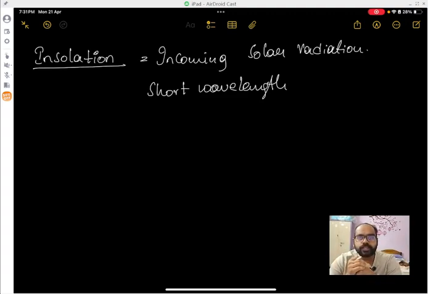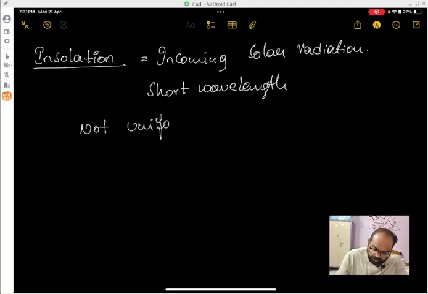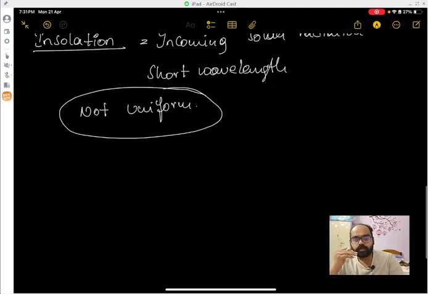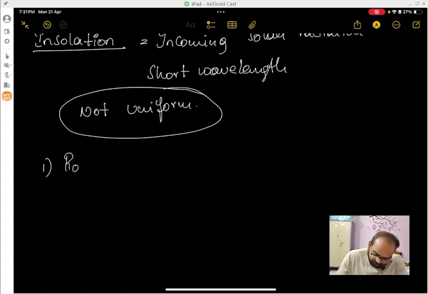Next, is insolation uniform on the entire earth? No, insolation is not uniform on the entire earth. Why? Because the amount of insolation received by each part of the earth depends on many factors. The first factor is the rotational axis of the earth.